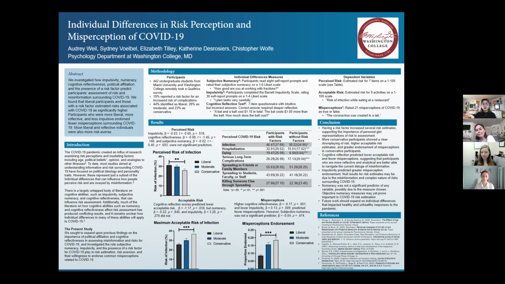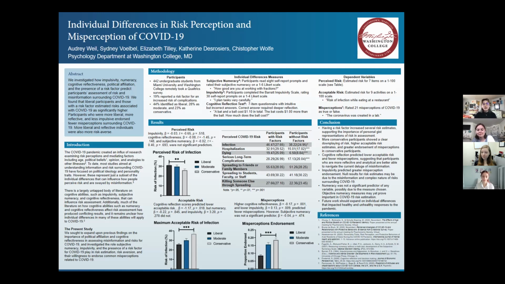We also saw a strong impact of politics. Conservative participants were lower in the risk estimates and higher in the risk acceptability and endorsement of misinformation. This does reflect what we are seeing in the current state of politics in the United States.